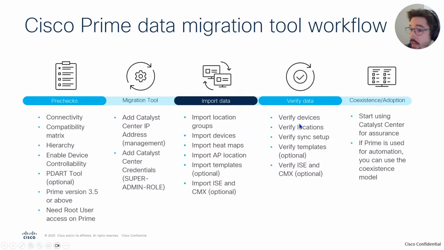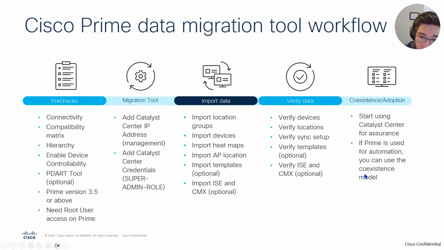Lastly, it'll verify the devices, locations. It'll do a sync setup. It'll verify templates, and it'll verify ICE and CMX. And finally, we have our coexistence and adoption. Once the verification of data is complete, we can start using ICE Catalyst Center for assurance and collect data. And if Prime is used for automation, we can use the coexistence model.